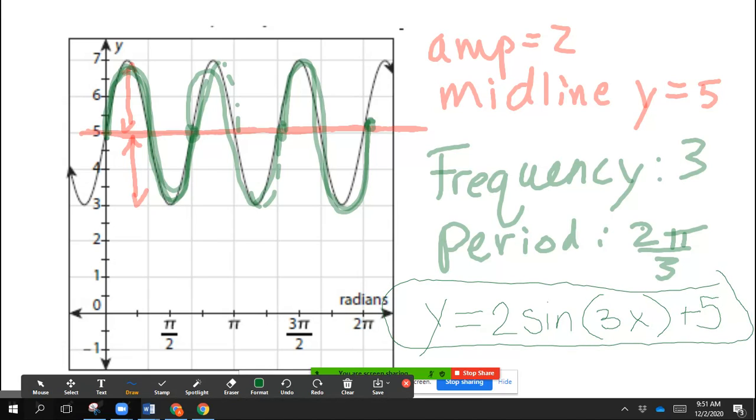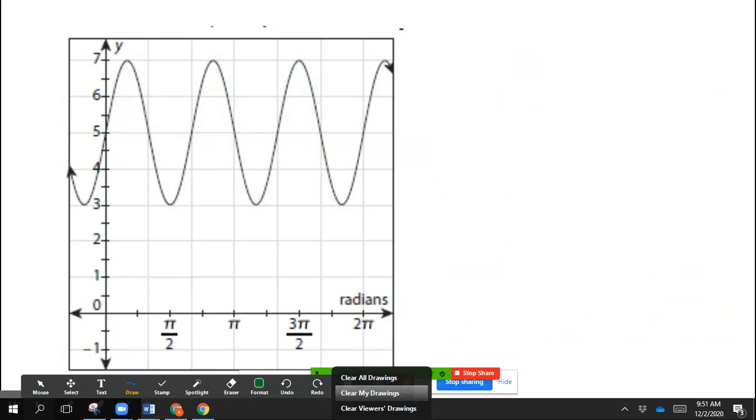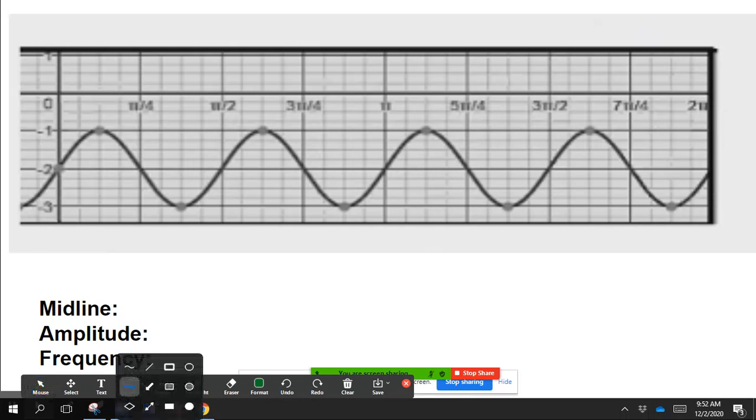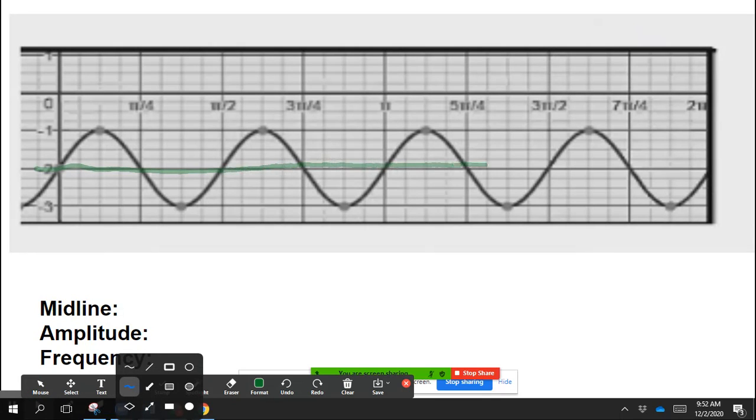Okay, we have 1 more to work through, and then we are done for today. Okay, last function. This is a big one. It goes from 0 and 2 pi is at the end of the function here. So the midline is clearly -2. y equals -2. From the midline up to the max and down to the min, I'm only moving 1, so our amplitude is 1. The frequency, remember, is how many patterns there are of the function in 2 pi.